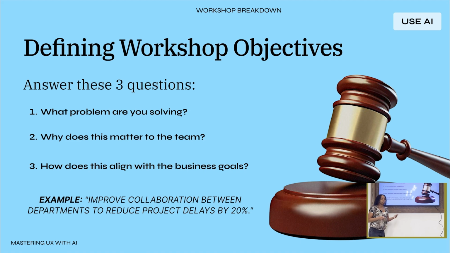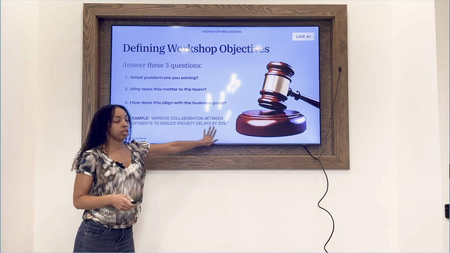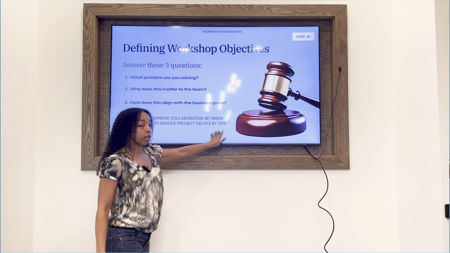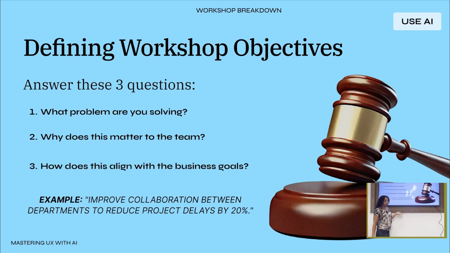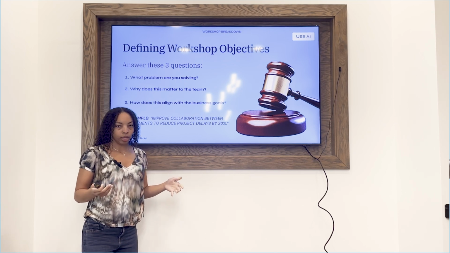So I'm going to do this workshop for you because it's going to improve collaboration between departments to reduce project delays by 20%, right? If you can add something in there that is measurable, and even better yet, turn it into a dollar value, that is going to speak volumes, right? Because at that point in time, it makes it a no-brainer for the person who's purchasing the workshop, or whoever is going to greenlight it, to say, yeah, okay, let's do that.